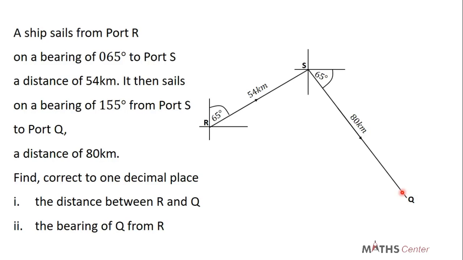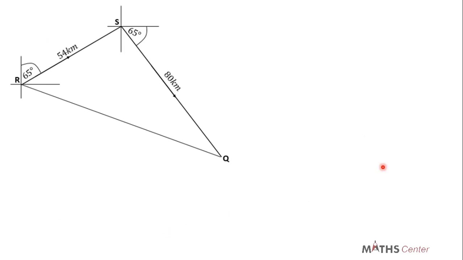The question goes on to say that we should correct to one decimal place the distance between R and Q. So the question wants us to find the distance between R and Q and the bearing of Q from R. In the introductory video on solving distance bearing problems, we said that after you've drawn the diagram for the question, the next thing you need to do is to form right-angled triangles from the question.